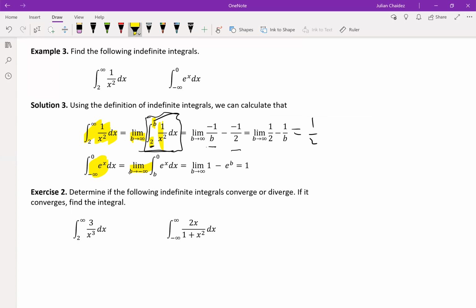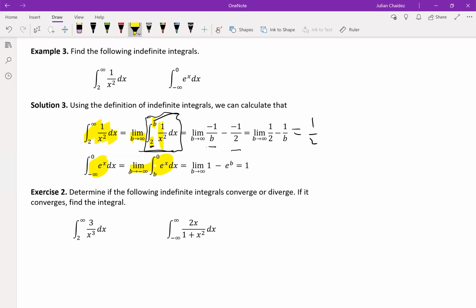Now I can write that as the limit of 1. So now if I evaluate the integral, the integral of e to the x is just e to the x plus a constant. So if I evaluate this definite integral from b to 0 of e to the x, I get 1 minus e to the b.